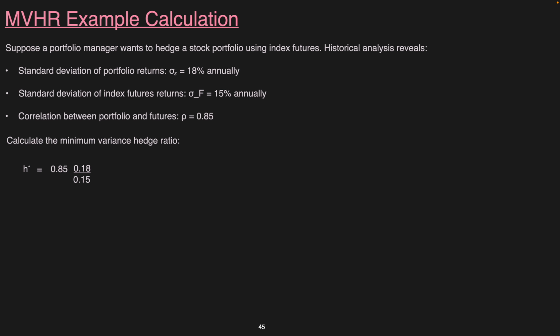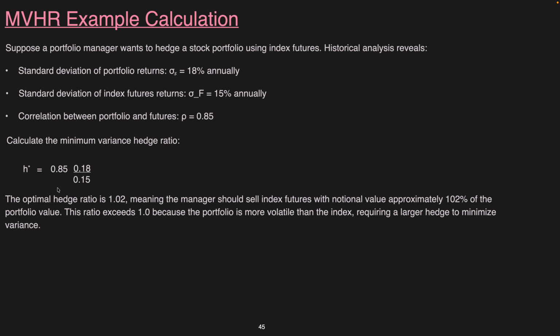So how do we calculate the minimum variance hedge ratio? Just plug in the values: 0.85 into 0.18 divided by 0.15. So the optimal hedge ratio is 1.02, meaning the manager should sell index futures with notional value approximately 102% of the portfolio value. Let us assume the value of a portfolio held by a portfolio manager is 50 lakhs.